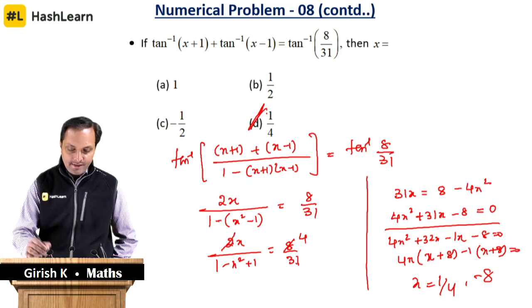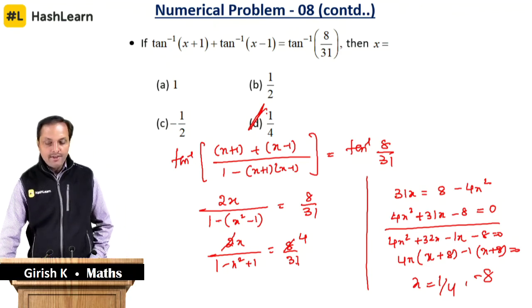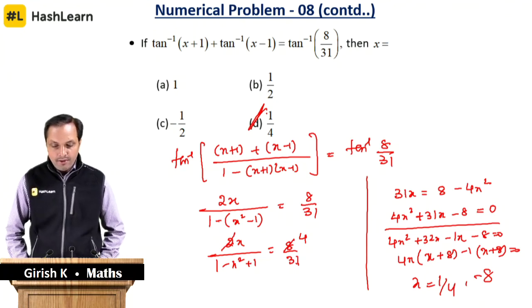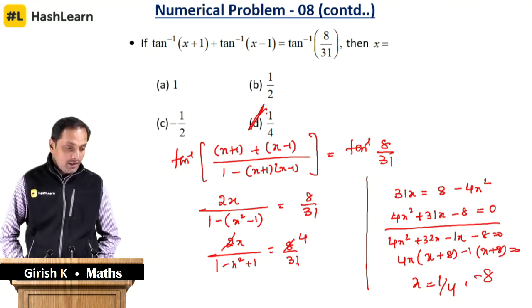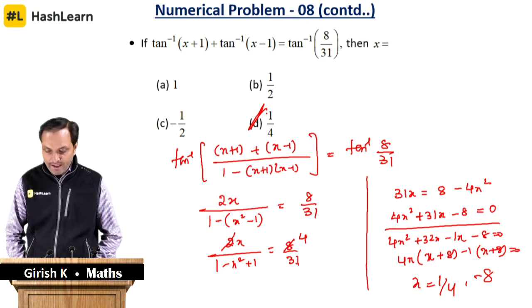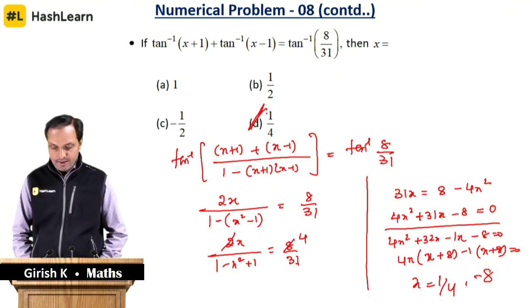So 1 by 4 is there in option D. That is the answer. Minus 8 can be neglected because it's a negative value and there is no such option in the 4 choices A, B, C, D. Plus 1 by 4 is reflecting. That is your answer.